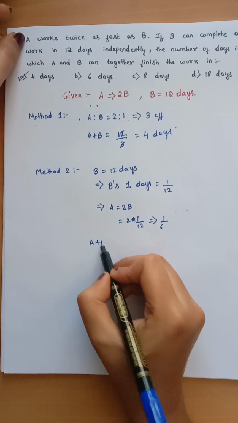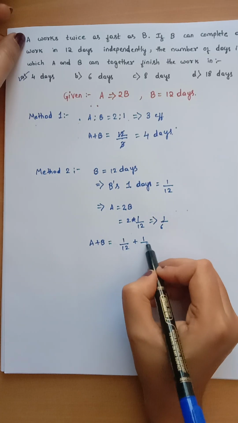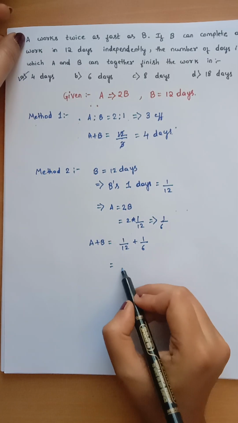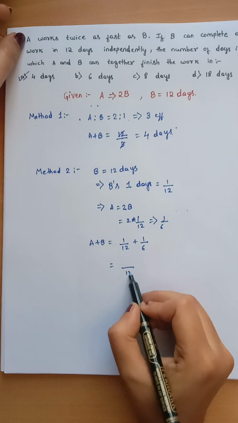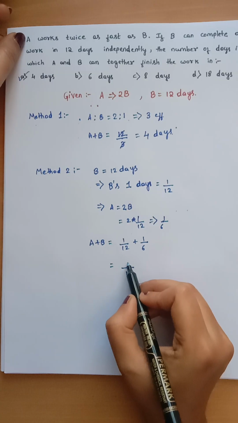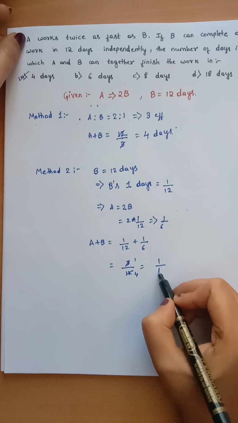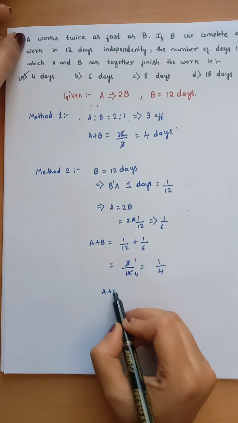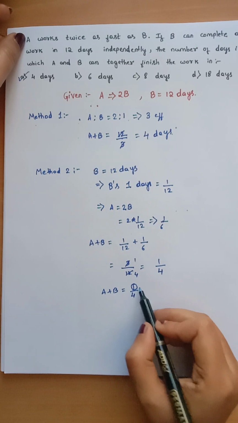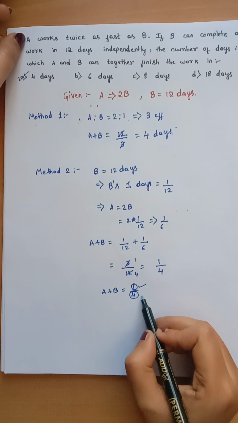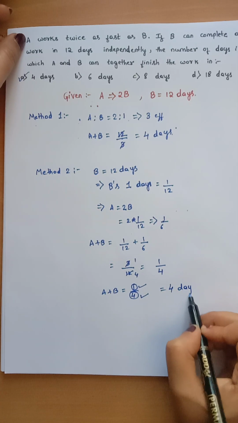Let's add A and B. 1 by 12 plus 1 by 6, which makes it 1 by 4. So A plus B is equal to 1 by 4. Here 1 is the 1 day work and 4 is the total number of days taken, which is 4 days.